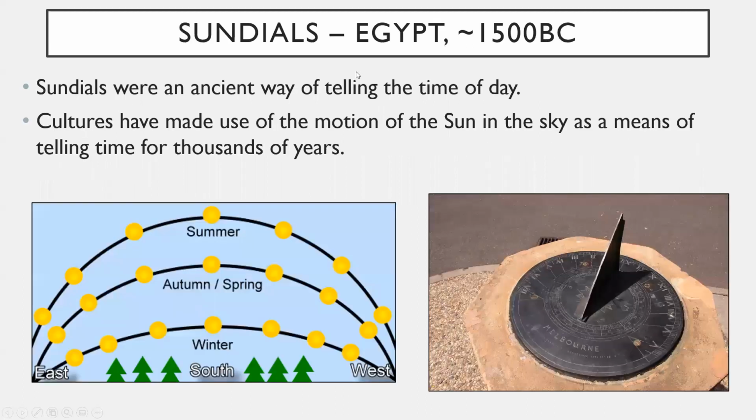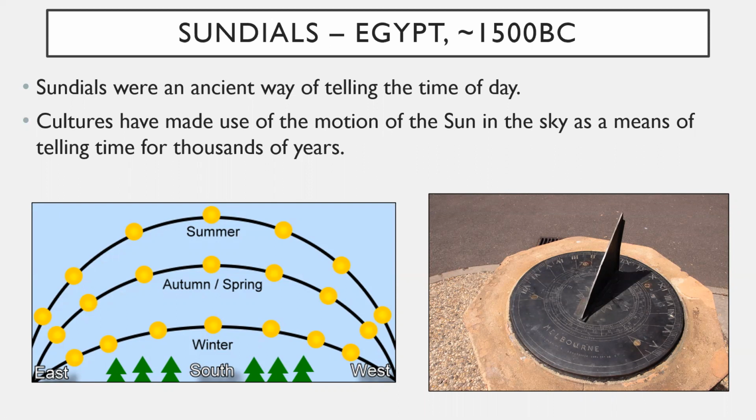Let's get going. So first of all, sundials. This is the earliest form of astronomy technology, if we can even call it that, that we'll talk about. Sundials originated in Egypt around the year 1500 BC. That's almost like 4,000 years ago now. They were, of course, just an ancient way of telling the time of day. This was before watches or anything. So they were a way of kind of monitoring what time of day it was.